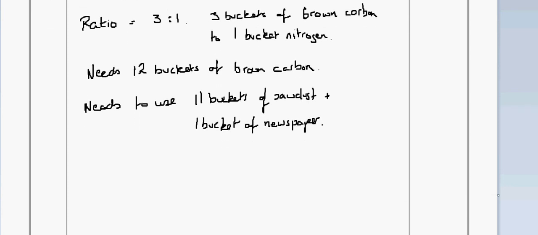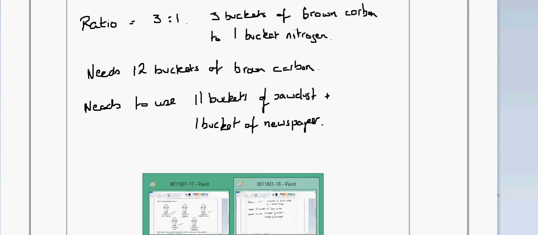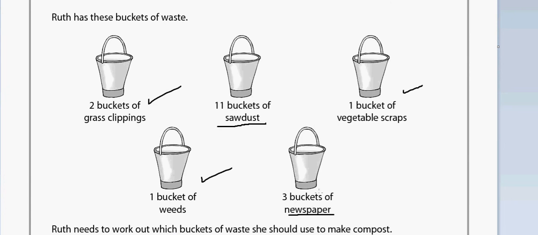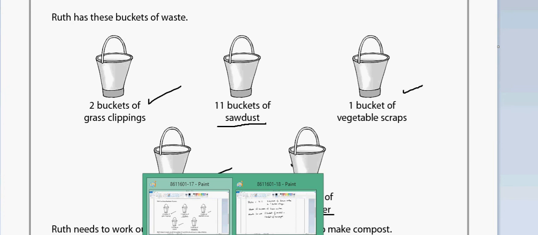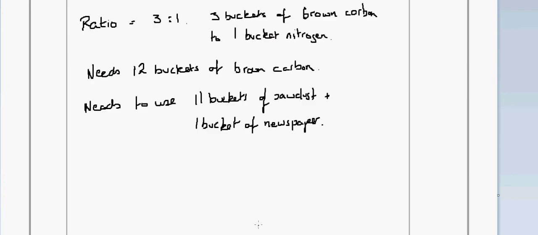So for 12 buckets of brown carbon, we could use 11 buckets of sawdust and 1 bucket of newspaper. Equally, we could have used 3 buckets of newspaper and 9 buckets of sawdust. So there are 2 possible answers there. Okay, what's important is that they want to know what the ratio is, which is 3 to 1. Okay, so that's the final question.